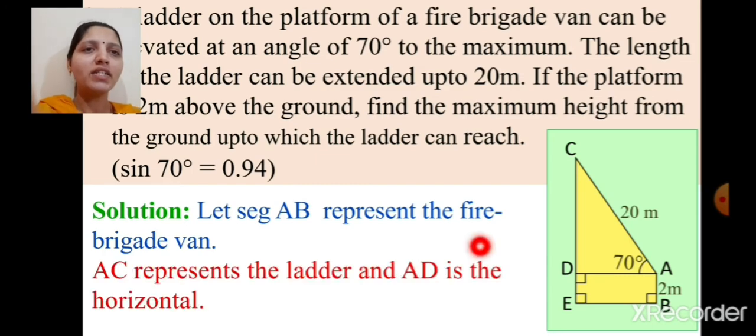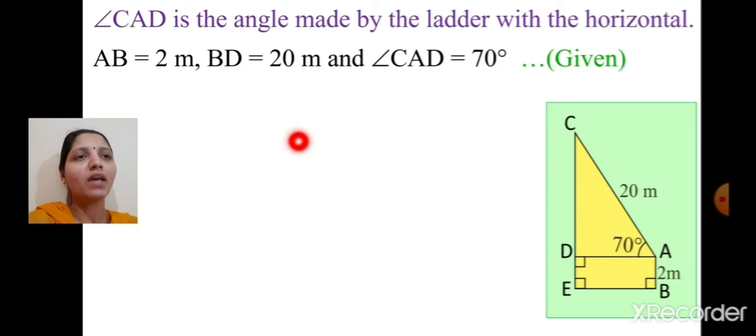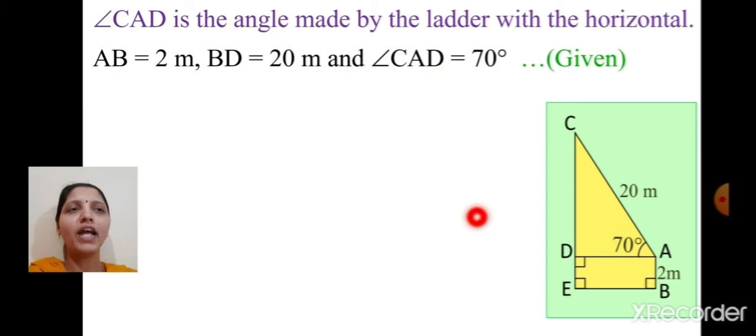AC represents the ladder and AD is the horizontal, and the angle of elevation is 70 degrees. Angle CAD is the angle made by the ladder with the horizontal. AB is equal to 2 meters, BD is equal to 20 meters, and angle CAD is equal to 70 degrees. And you want to find the length of CE.